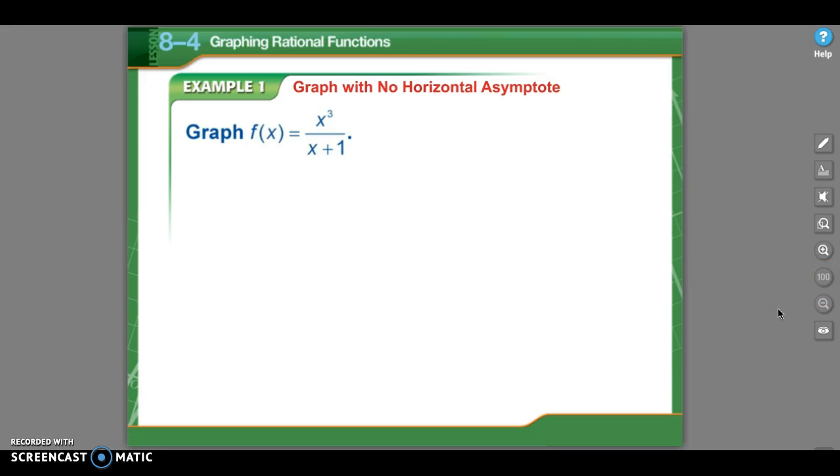So our first example, we're going to do a function where there's no horizontal asymptote. We have to graph x cubed over x plus 1.